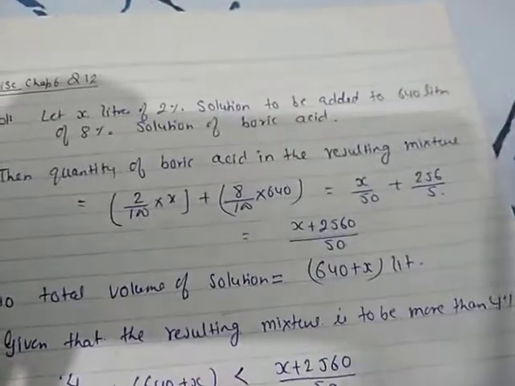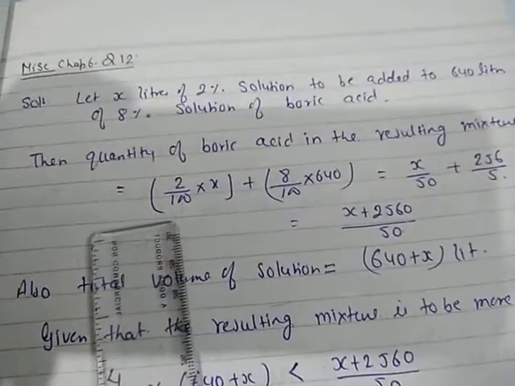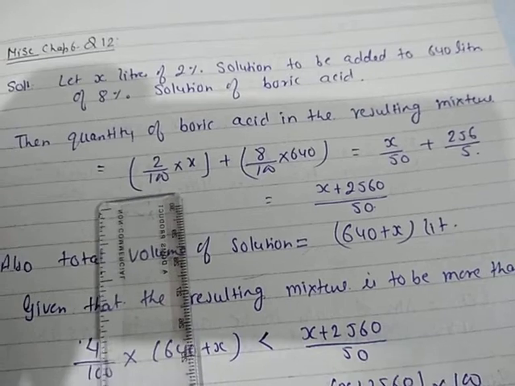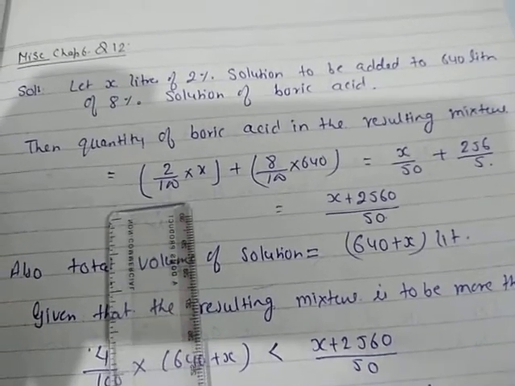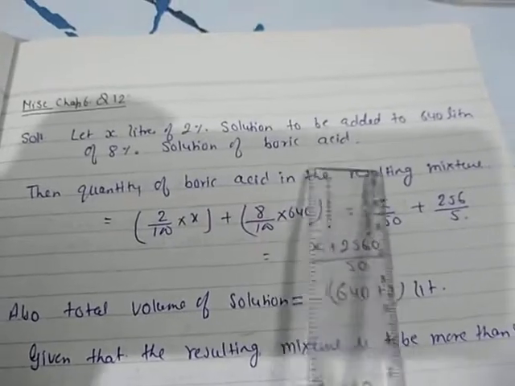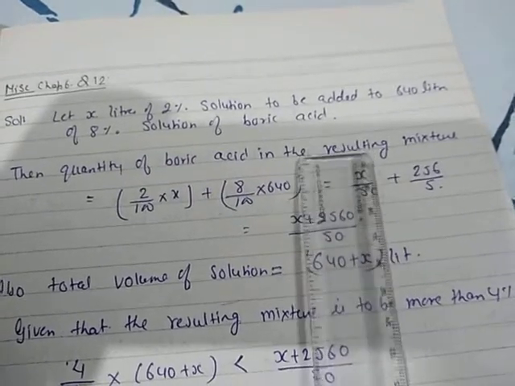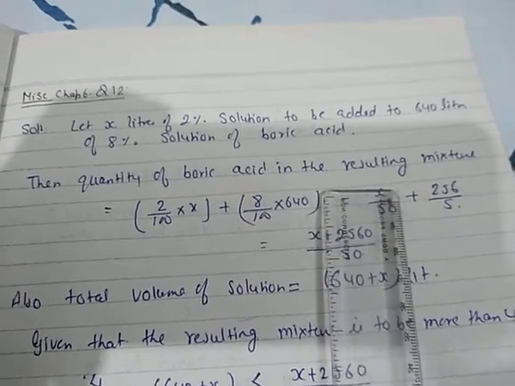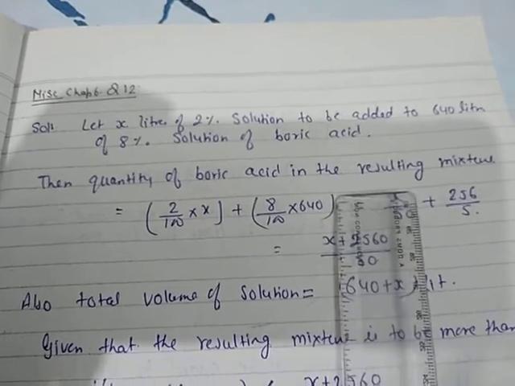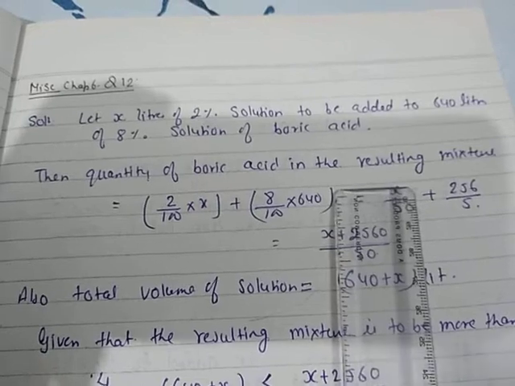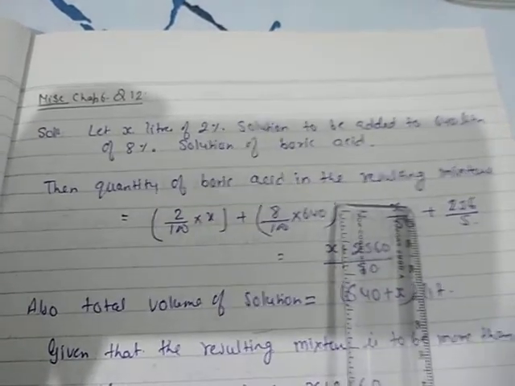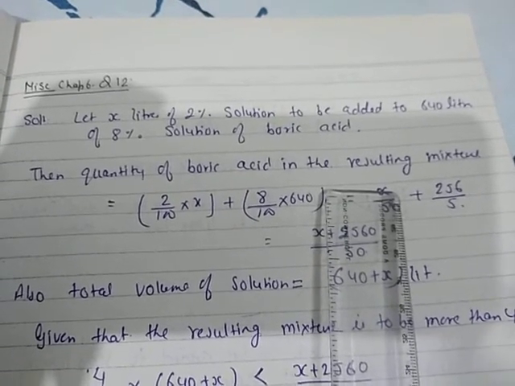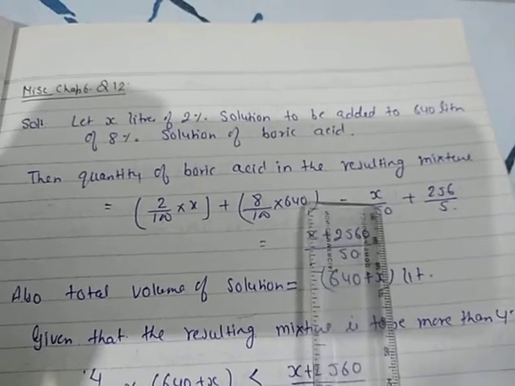Now, we have given a solution of 640 liters. In 640 liters of the solution, the concentration of boric acid is 8%. Now the question is, we have to add a 2% boric acid solution to that 640 liters of 8% solution, in which the resulting mixture will be greater than 4% but less than 6%.